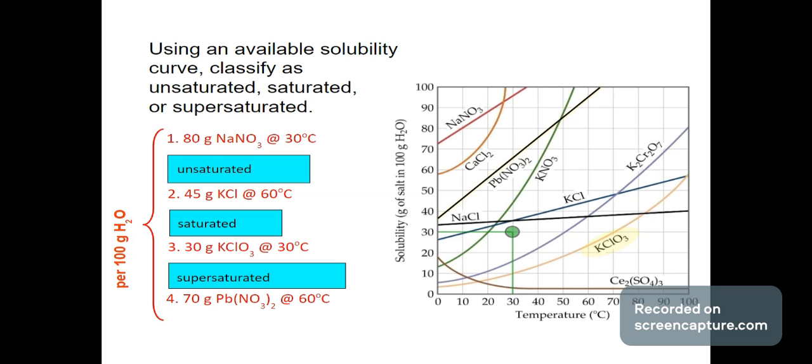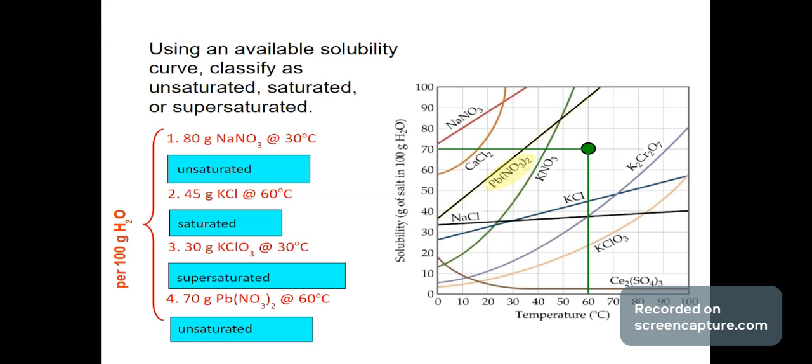Let's see for the last one with the lead nitrate. I'm not sure if that's lead nitrate, lead nitrous oxide, but Pb(NO3)2. All right, so 70 grams at 60 degrees. Look at where it lines up. Where is the graph for this compound? Oh, it's right there. Let's take a look. Oh, it's beneath the curve, so it's unsaturated. And that is how you're looking at it.